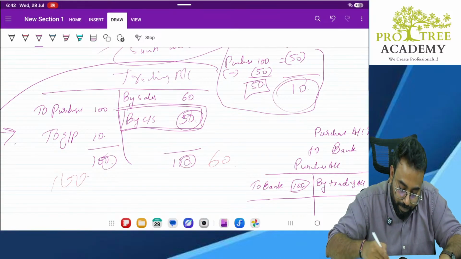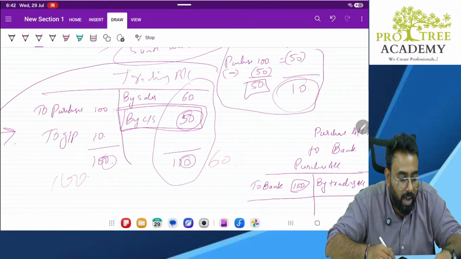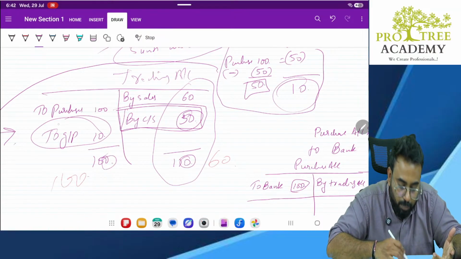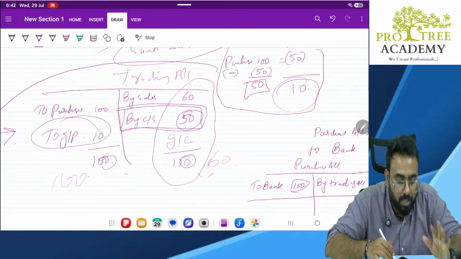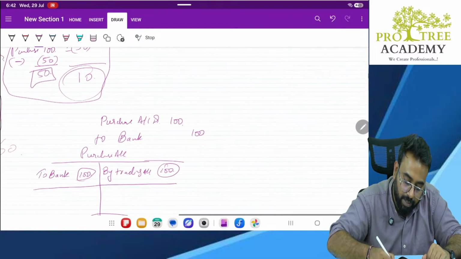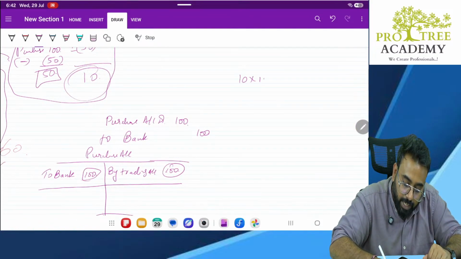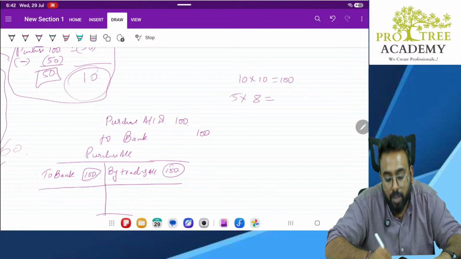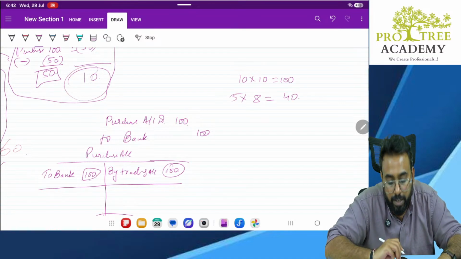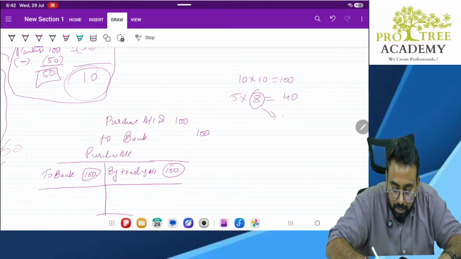Now, if your credit side is high, it will become gross profit. If your credit side is lower than your debit side, it will become gross loss. Sir, when will gross loss happen? Sir, I purchased at 10 rupees, right? I am able to sell 5 units at only 8 rupees. How much did you sell at? 40. What is the cost of this? Sir, the cost is 10. Are you making 2 rupees loss?